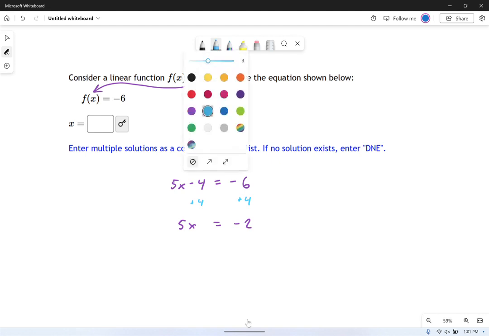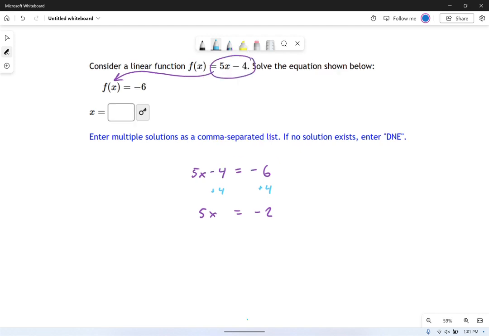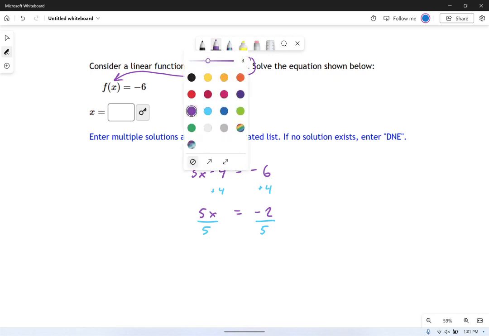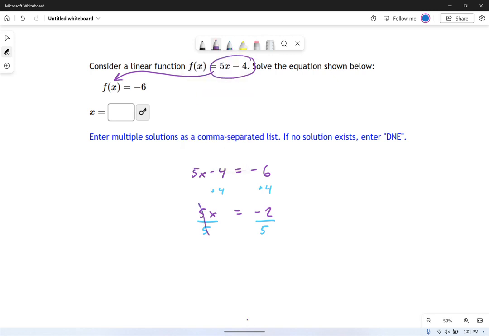And I still don't have a solution because a solution says x equals something, and I have 5x equals something. So I need to get rid of that 5x. Because that's multiplication, the only way you can get rid of it is division. So I'm going to divide both sides by 5. Okay, and let's see what happens then. The 5's cross out. This just becomes x equals a fraction, -2/5.